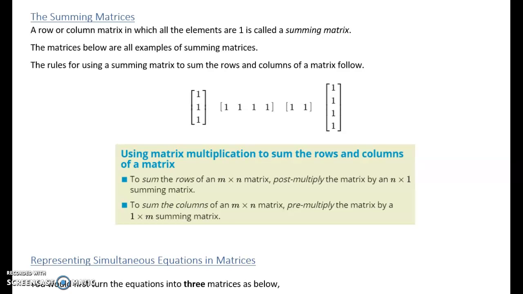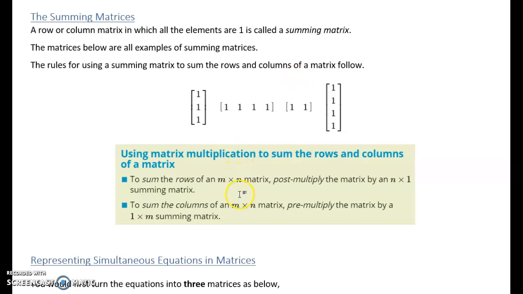Sometimes you get these things called summing matrices. Now, this is when you've either got a row or a column matrix and all the elements are 1. So these two are examples of column summing matrices, and these two are examples of row summing matrices. Okay, and what they're used for is to add up what's in a matrix quickly for you.